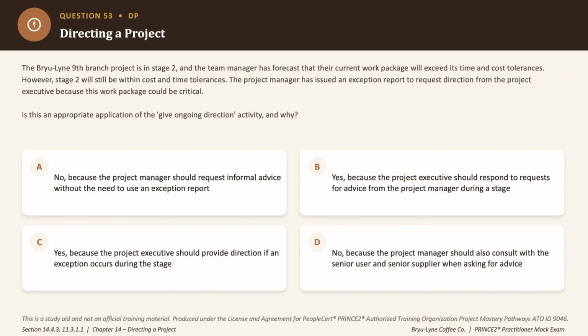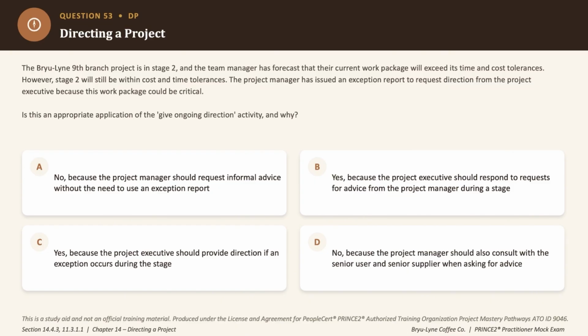Right, question number 53. So the team manager forecasts a work package tolerance breach, but stage 2 itself stays within tolerance, and the project manager still issues a full exception report to the project executive anyway. Now the question is: is this an appropriate application for the giving ongoing direction activity, and why?